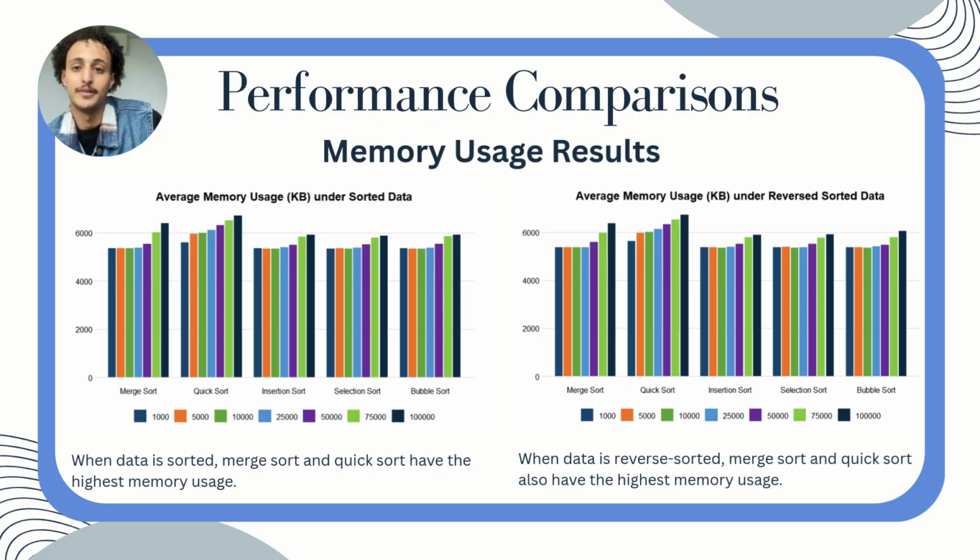Now, on the right side, when the data is reverse sorted, we notice a similar pattern. Merge sort and quick sort still require the most memory. So, overall, across input sizes, input order does affect memory usage slightly, but the ranking of algorithms is still the same.